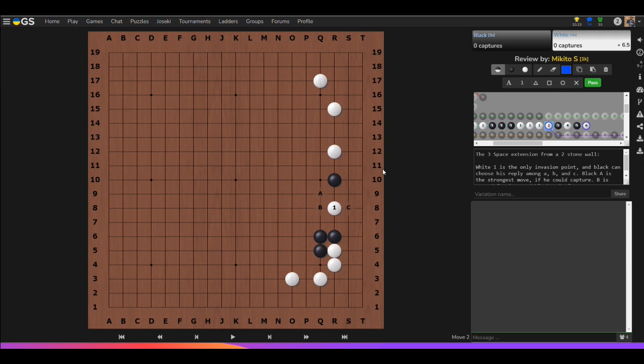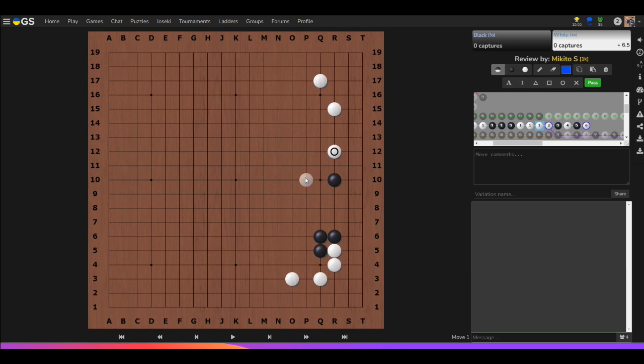All right, let's move on to the next part. So this is a very familiar scene. I'm sure a lot of people recognize this. Essentially, after Black plays here and then Black walls off this part, he makes a 3-space extension, right? This is super common, and this is after White kind of pinches both sides, right?